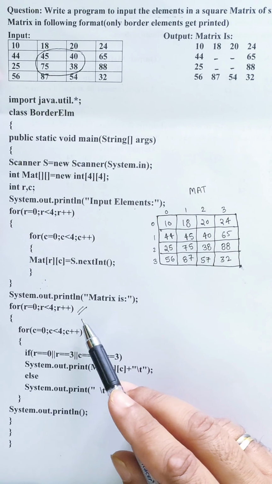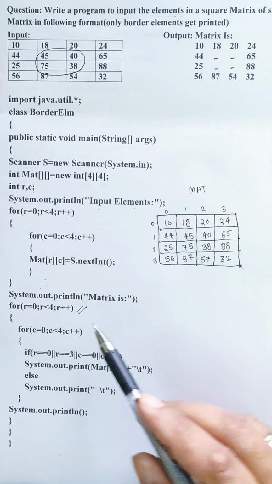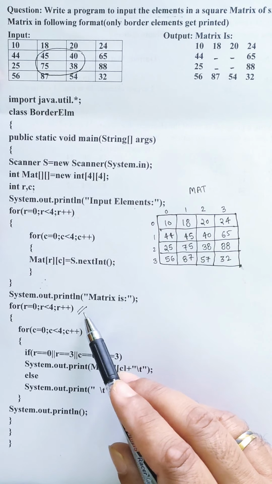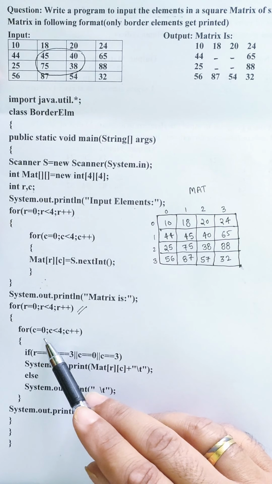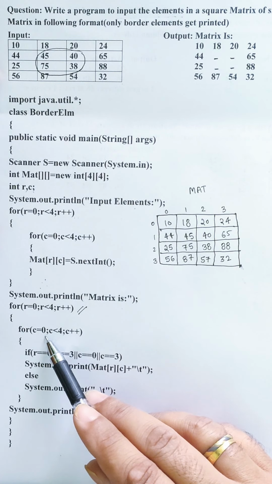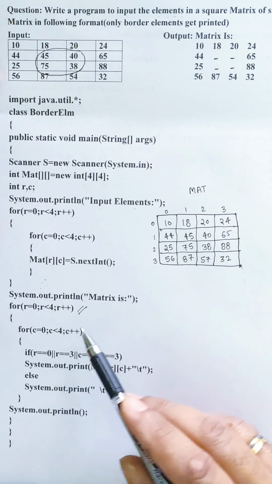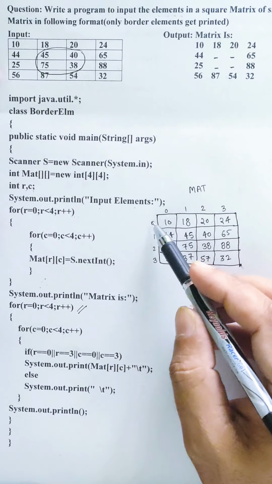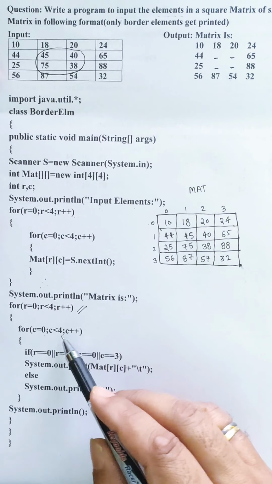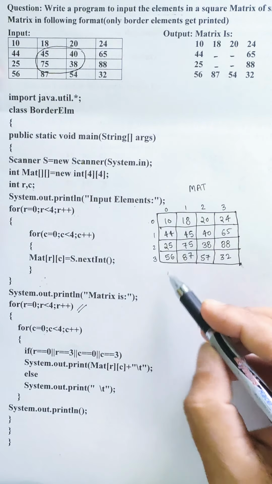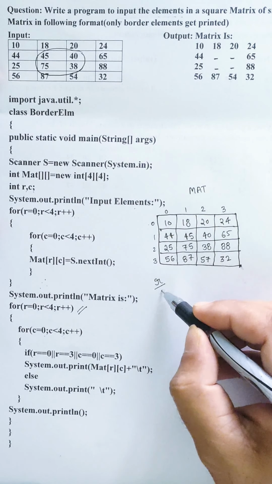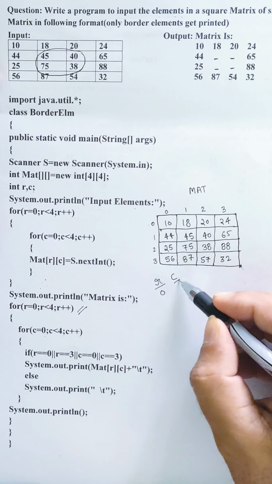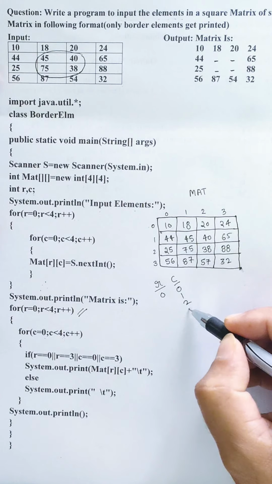r equal to 0, r is less than 4, so you know that the loop of r will run from 0 to 3. Then inside the loop of r, the second loop of c will also run from 0 to 3. So the first time when r is 0, the loop of c will run from 0, 1, 2, 3.